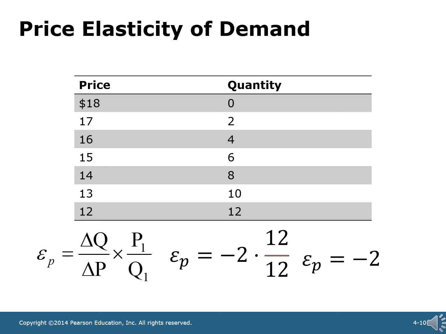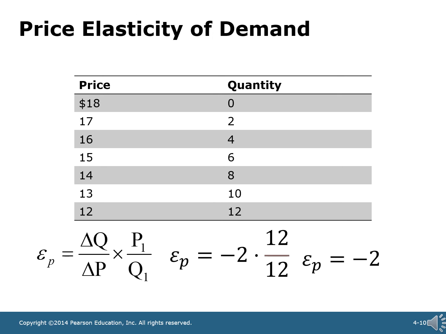So here's an example using table 4.1 from our book. Here's a hypothetical demand schedule. So at the price of $18, the quantity demanded is 0. At the price of $17, the quantity demanded is 2. The price of $16, quantity demanded 4, and so on and so forth, all the way down to when the price is $12, the quantity demanded equals 12.